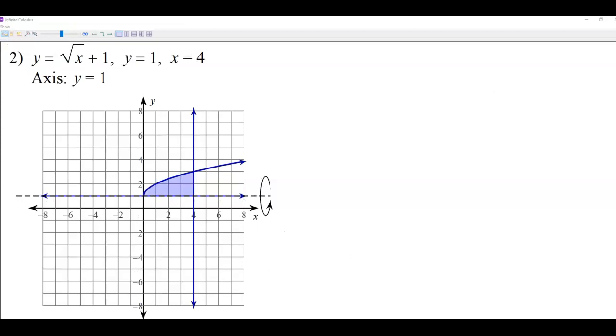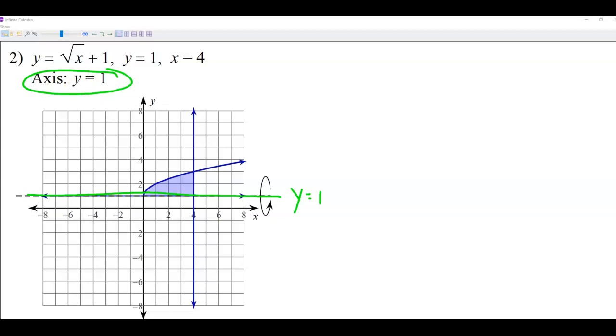And so in this example here, we're showing you that you don't always have to revolve it around the x-axis. You could revolve it around another horizontal axis. In this case, we're going to revolve it around this line right here, which is the line, not x, it's y equals 1. Okay? So I want to revolve it around that line there. And they specify right up here that we're revolving it around the line y equals 1. That's my axis of rotation.